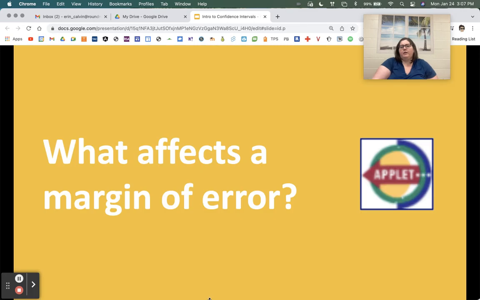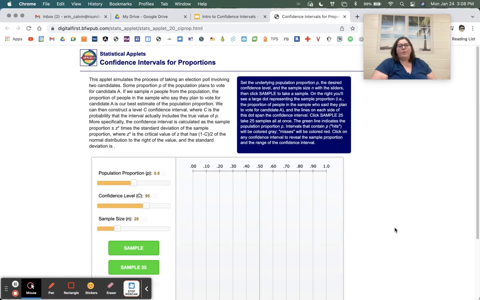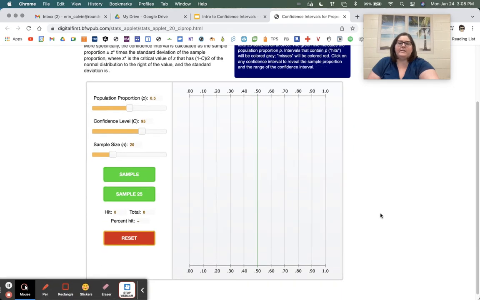Okay. What affects margin of error? Obviously, we can maybe think of some things. How far out we go, how many standard deviations away we go, affects margin of error, because that's relating to that confidence level. But sample size also affects margin of error, and then what p hat is, what our sample proportion is, also affects margin of error. But I want to look at that just a little bit more as a visual.